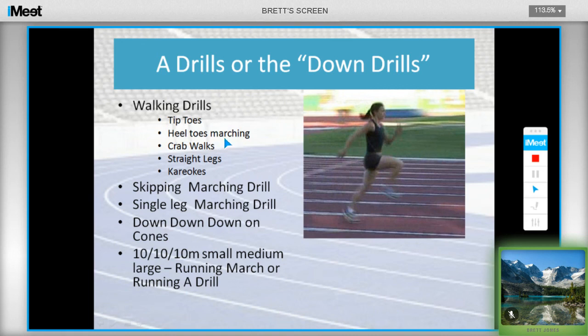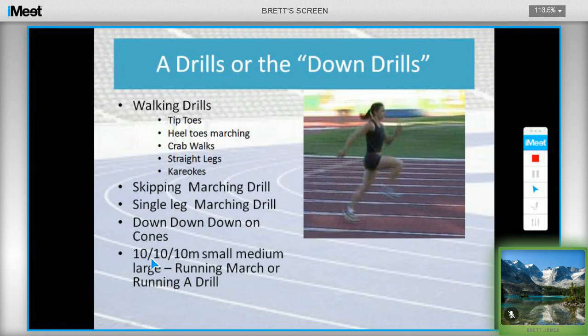So we do things like tiptoe walking, we do heel to toe marching where we strike with the heel and then we lift up onto the toe before progressing into the next walking step. We do side to side crab walks, we do straight leg walks, and we do karaoke walking just to create some awareness of where the foot is and to increase some rotation and just to be able to provide a counter and correct the trunk and core and teach it how to balance rotations. And then we progress to skipping and marching drills, single leg drills, and some down, down, down on the cone drills, which you all should be able to see from the videos once we get them online for you.